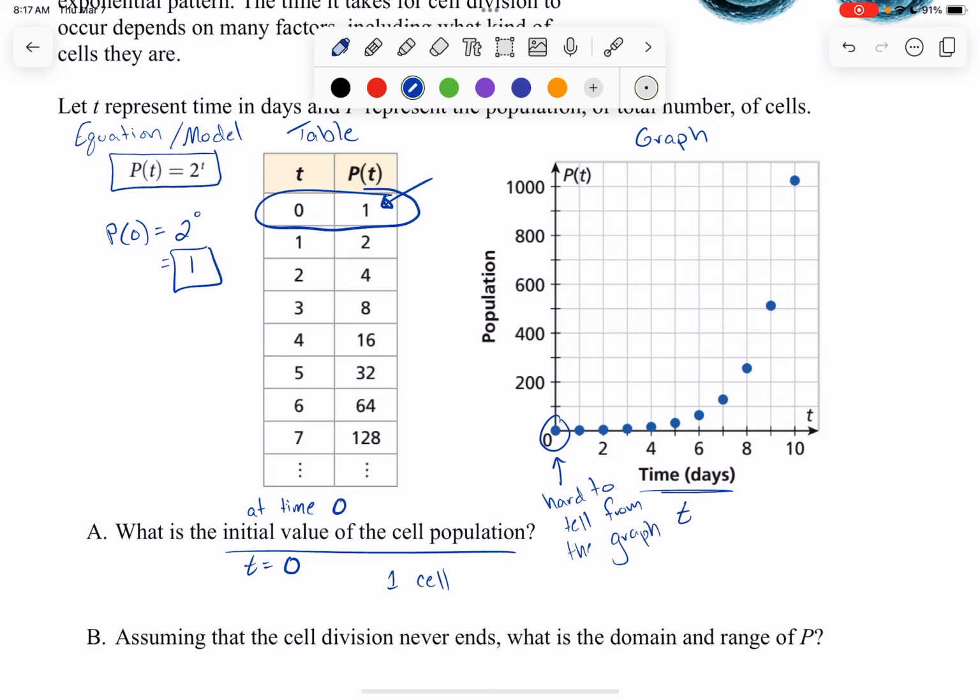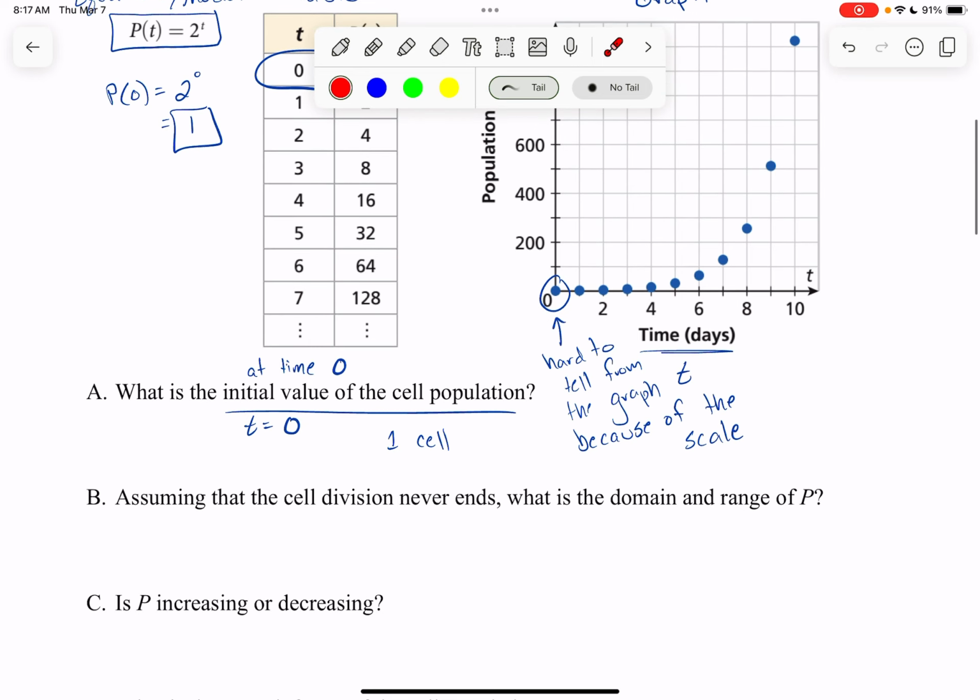It's hard to tell because of the scale. Your Y's here are counting by, it looks like, 100, 200, 300, 400. So a 1 is going to be really hard to tell exactly where that's at. I can tell approximately. I can tell it's really small, but it almost looks like it's 0, which wouldn't make sense. We can't start with 0 cells because then we wouldn't have any cells to divide. So in this case, the equation or the table are better to determine that initial value.